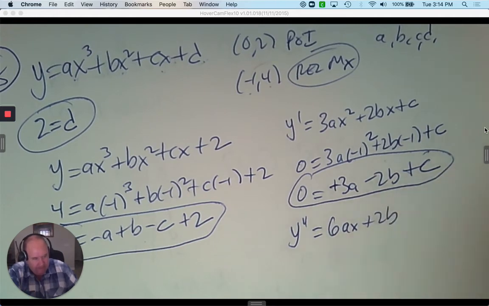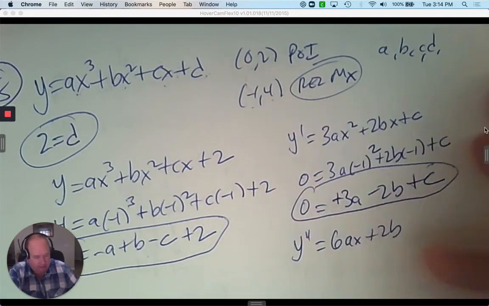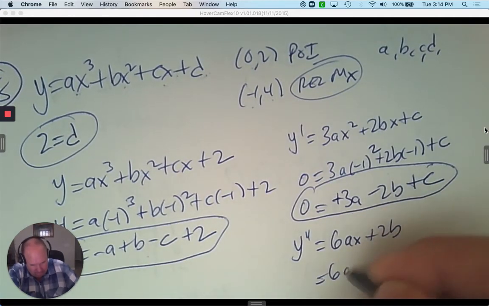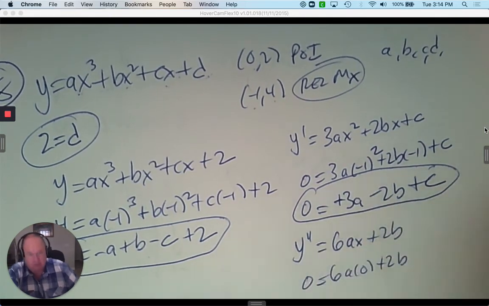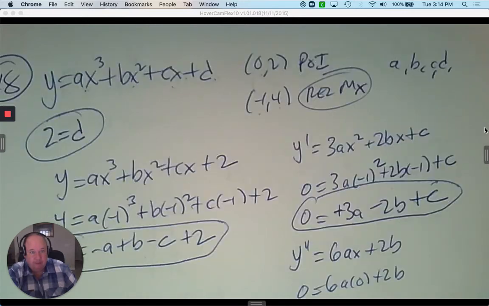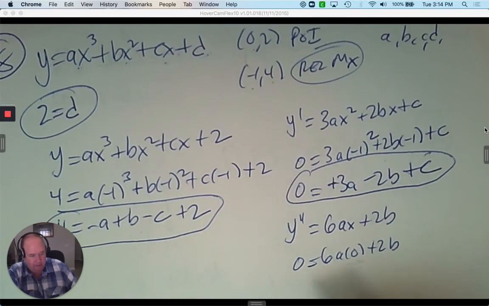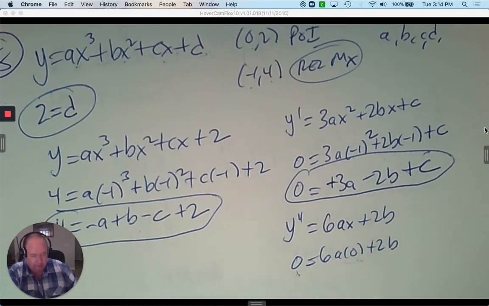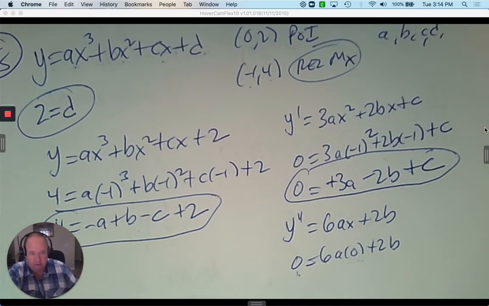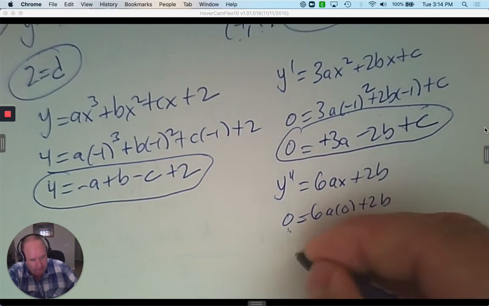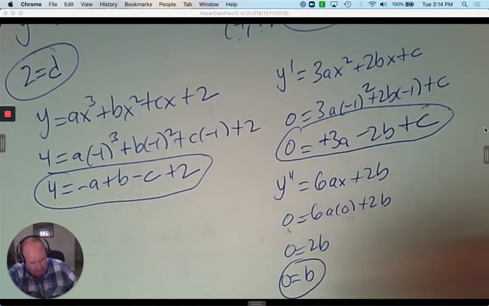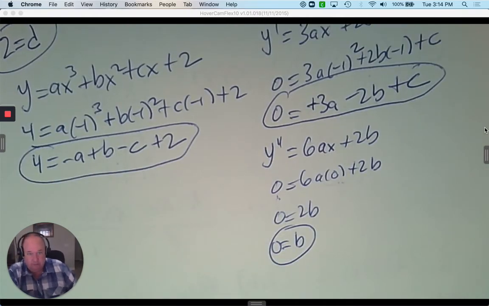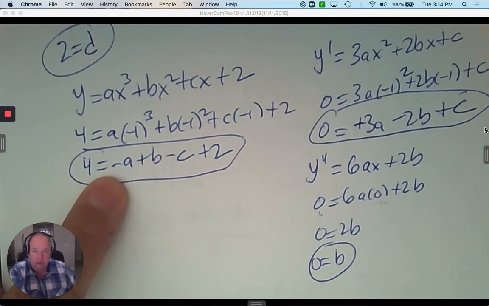That's it. The point of inflection, if I plug in 0, the answer should be 0, not 2. So if I plug in 0, it should give me the answer 0 as a critical number for a point of inflection for the second derivative. So if I plug in 0, I'm left with 2b equals 0. So now I know another one. b is equal to 0. So I'm going to come back here. So here, b is 0.